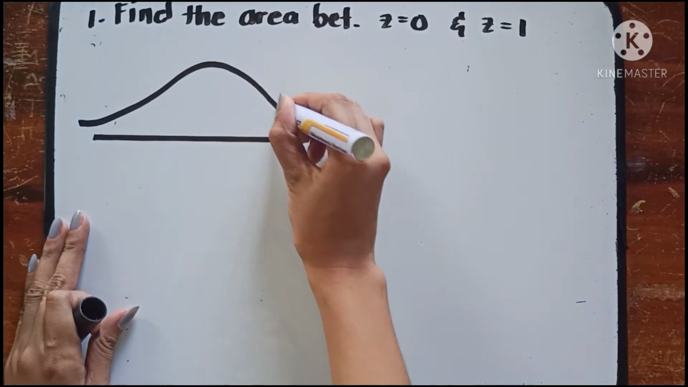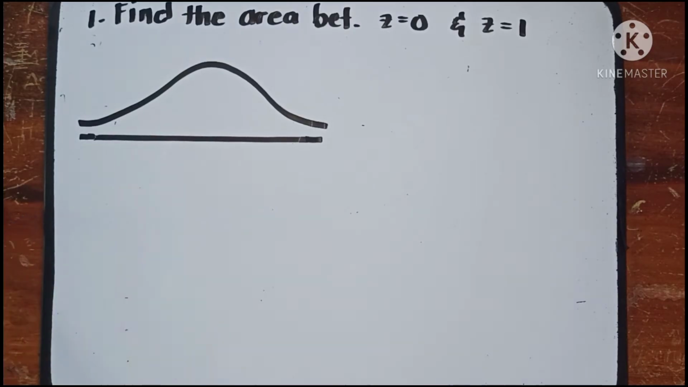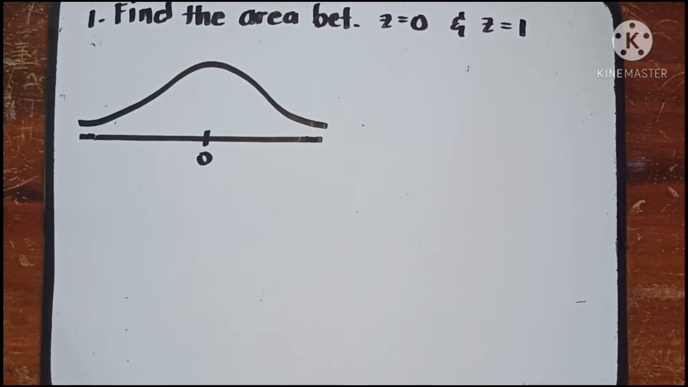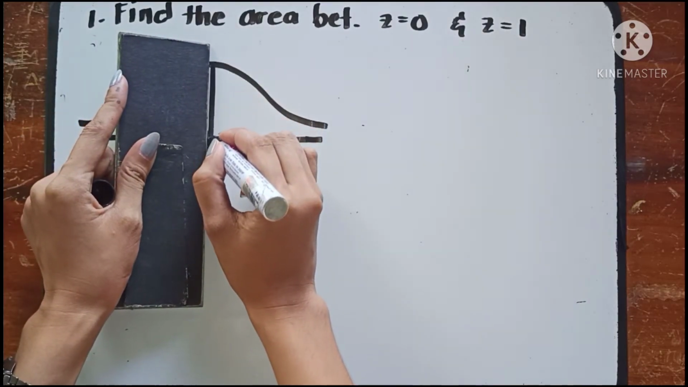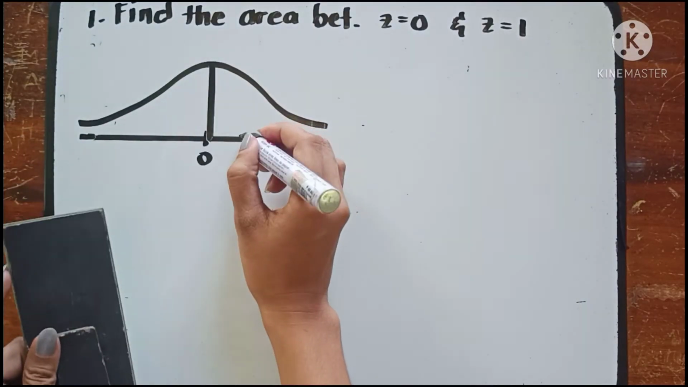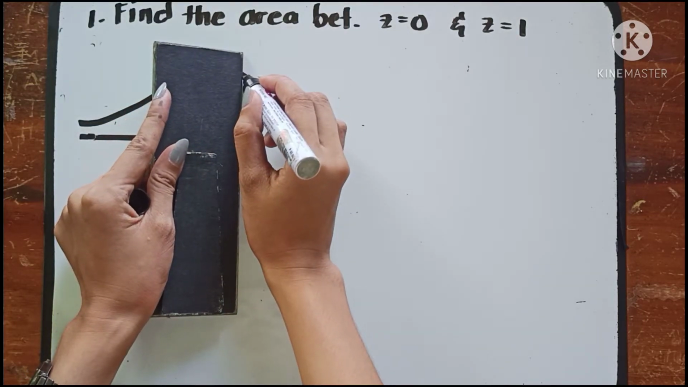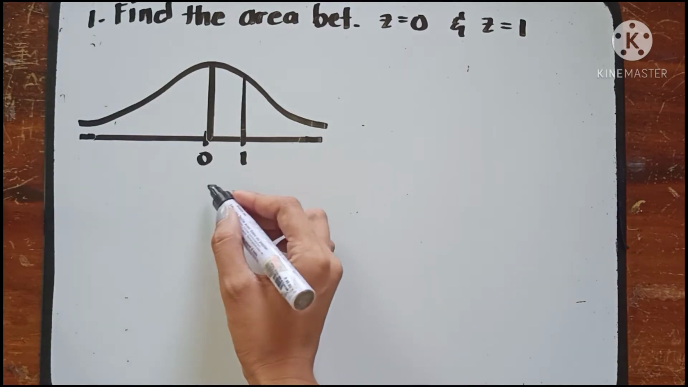So, sa pag-sketch ng normal curve, tandaan pa rin yung properties. Okay? So, sketch the normal curve. Igitna natin si 0. And z is equal to 1. Okay, so yung z is equal to 1 natin is nasa right side since this is positive number. So, again, pagdating sa number line, nasa right po ang ating mga positive numbers. So, again, ang hinahanap natin is area between 0 and 1.